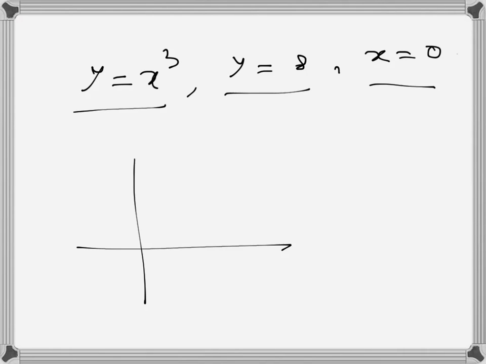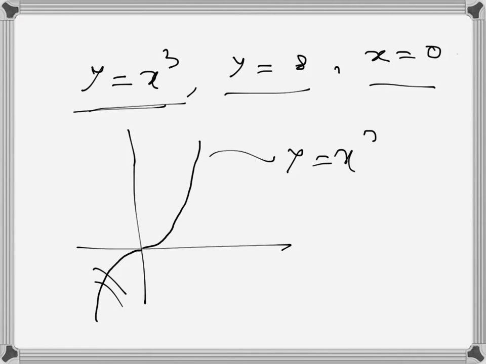So if I draw this, I will draw only the first quadrant. It will look like this. There's also this part, but we don't worry about it. So this is y equals x cubed. Then we have y equals 8, which is a straight line.